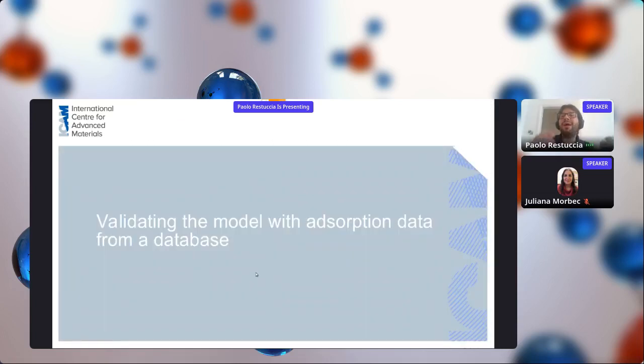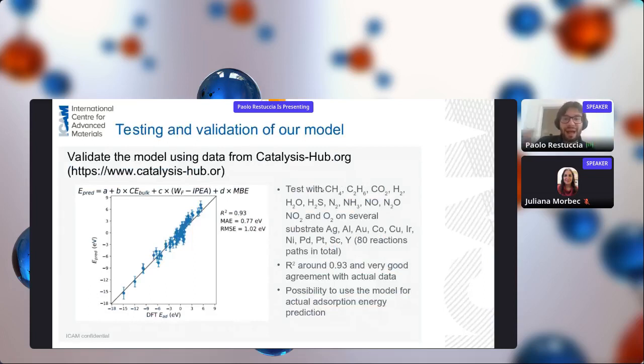So we try to predict the adsorption energy of some calculation that we have never done before. To do that, we use the adsorption energy taken from a database, the Catalysis Hub database, which is quite a large database of more than 100,000 reaction energies, so there are a lot of them.